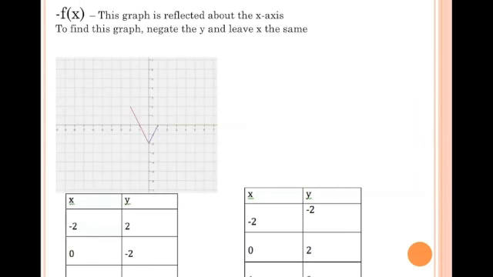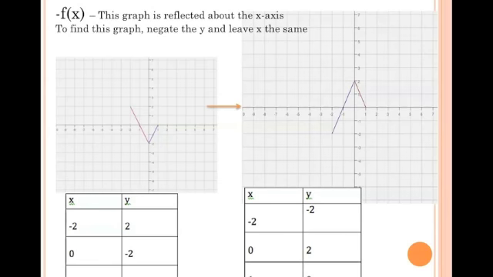When a negative is added to f of x, this graph is reflected about the x-axis. To find this graph, you would negate the y and leave x the same. The graph for negative f of x would look like this.